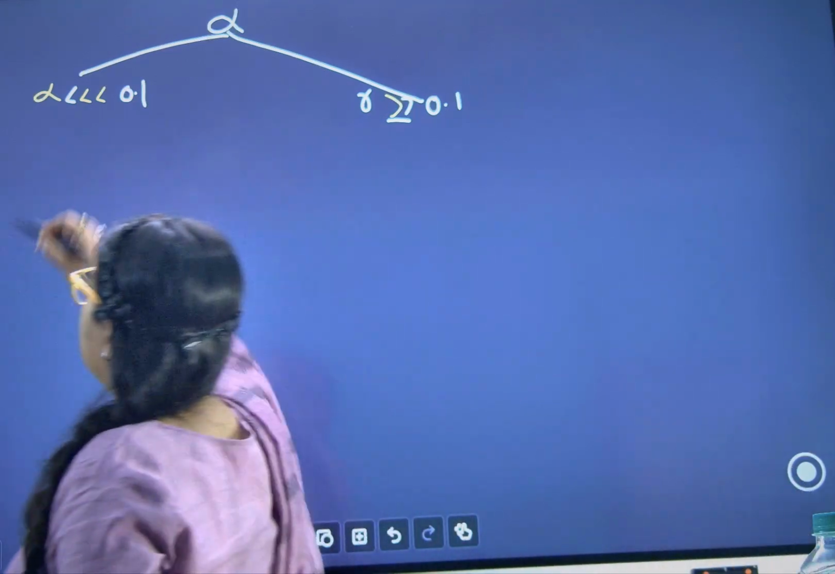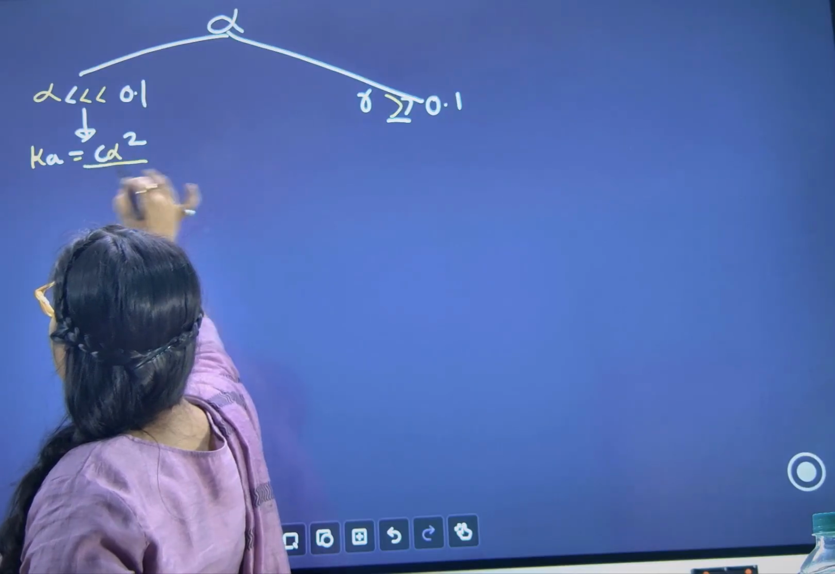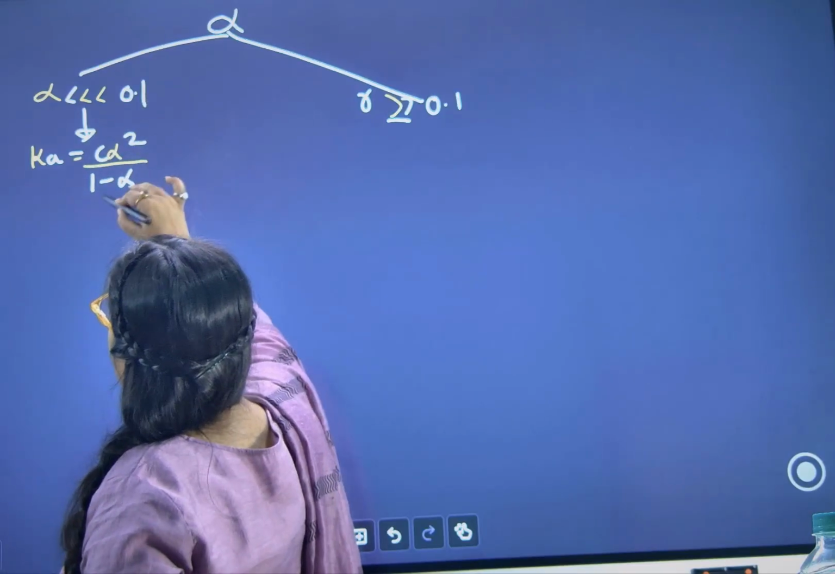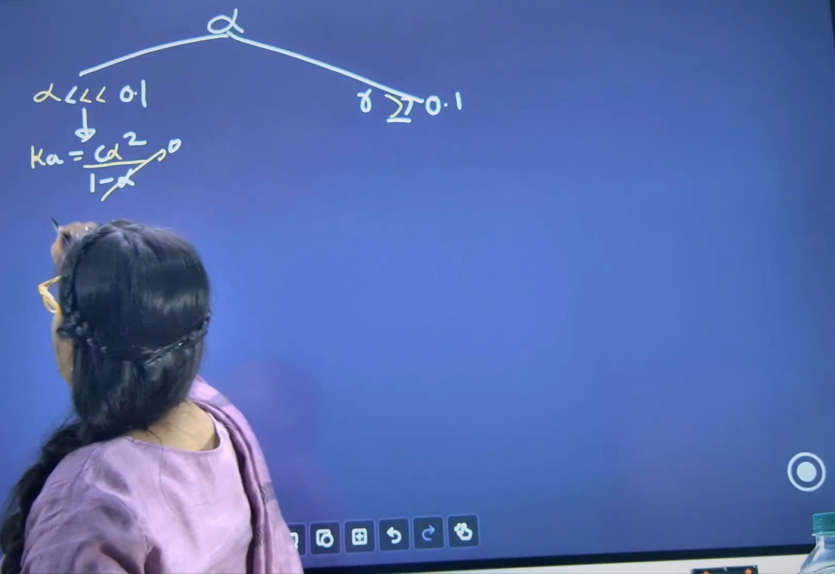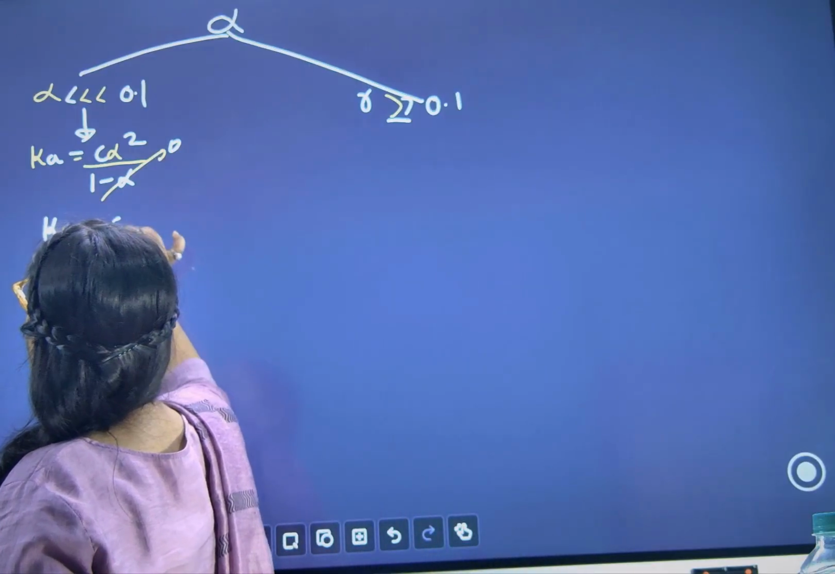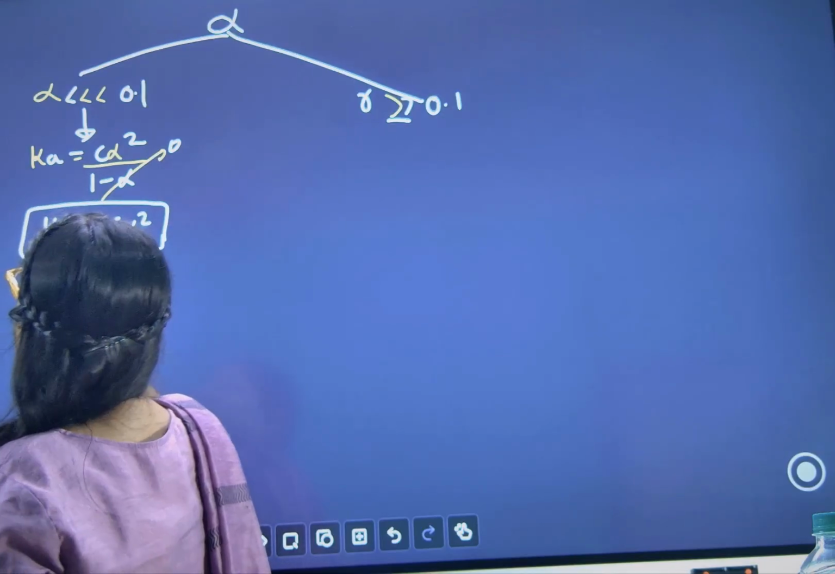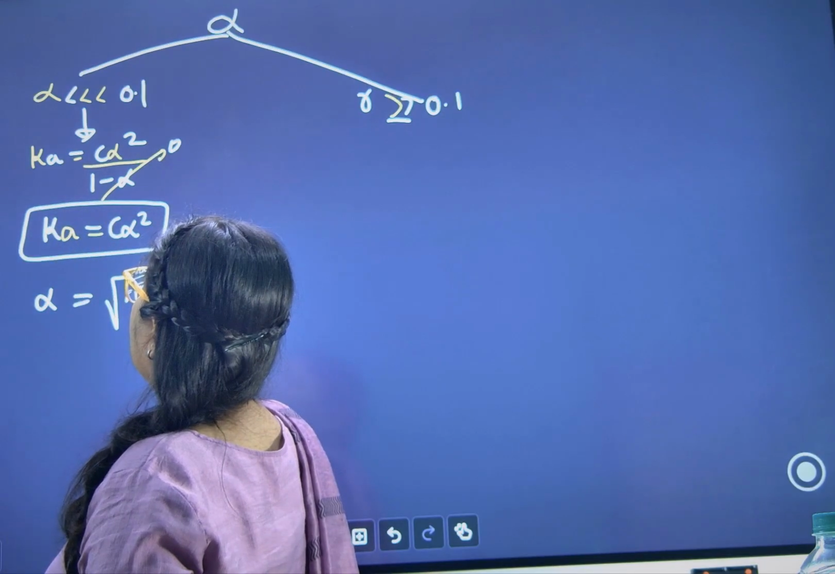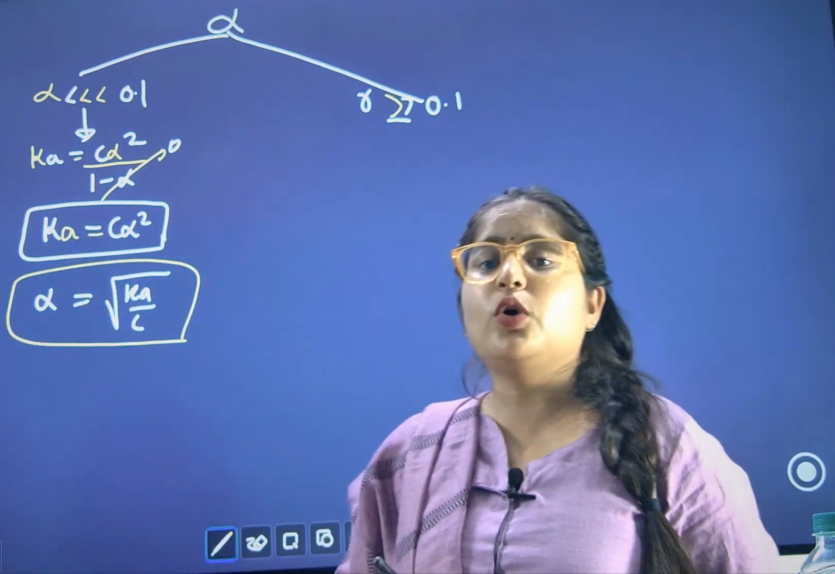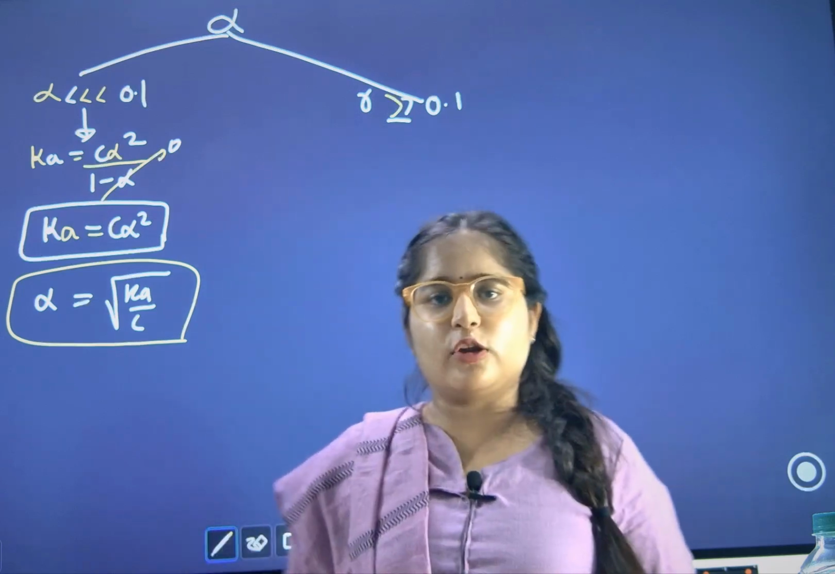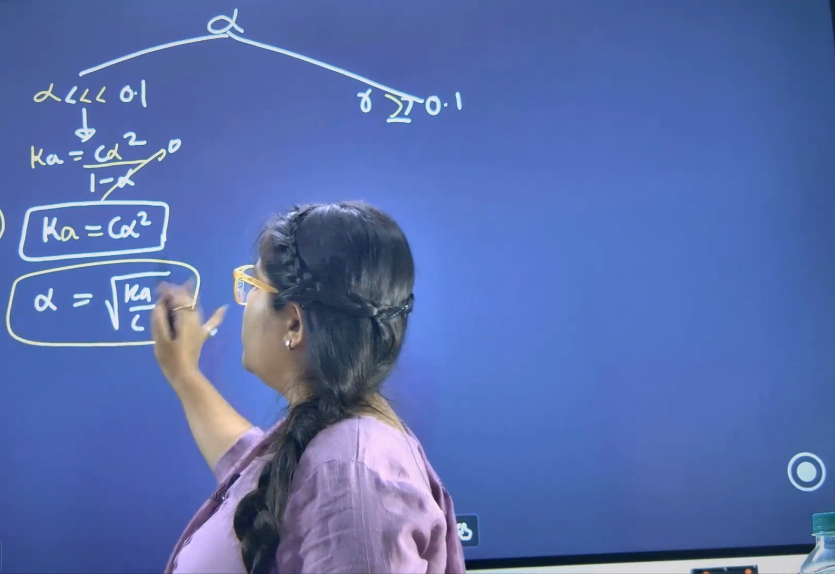So when it is very less than 0.1, then what was the formula for Ka? Ka was C alpha square by 1 minus alpha. So if alpha is very less, can I ignore this alpha or not? I can ignore this alpha. So from here I can say Ka will be equal to C alpha square. So from here what can I say? Alpha will be equal to under root Ka by C. Are you able to understand? Okay. Alpha square, so alpha equal to under root Ka by C.